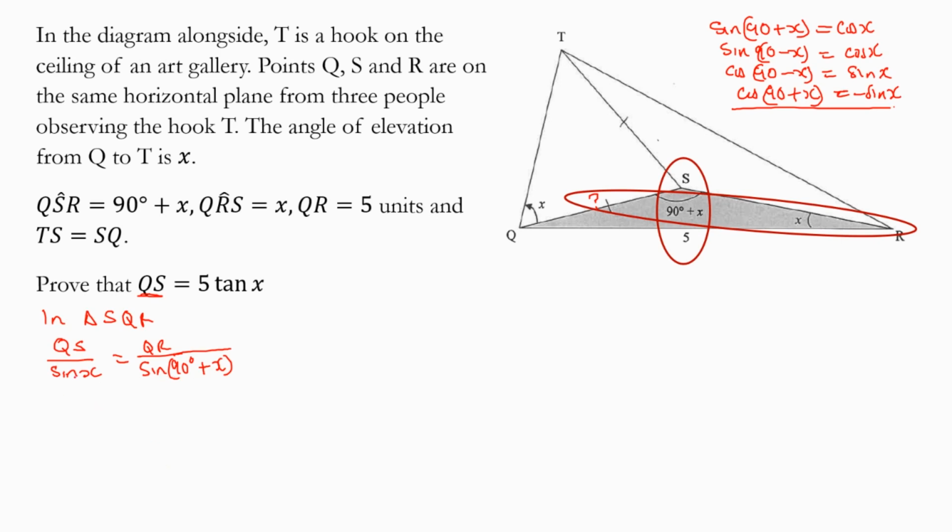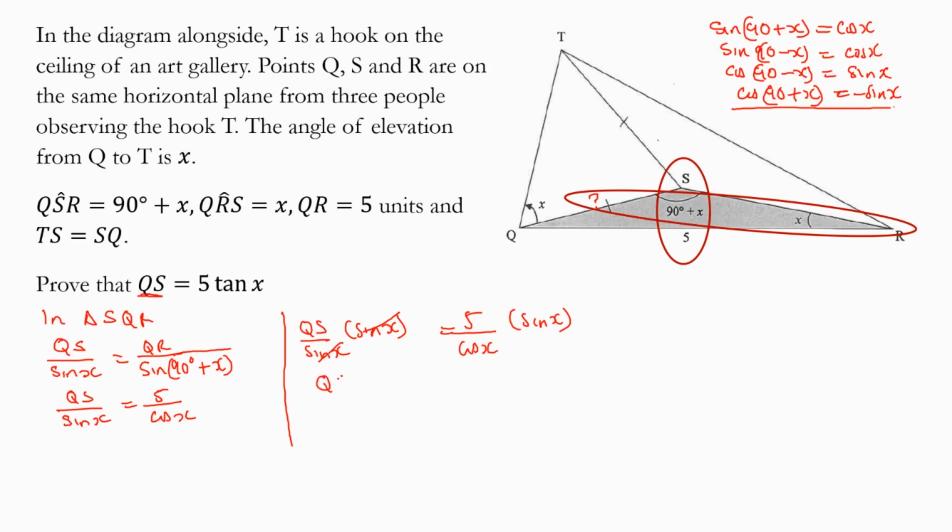So we have QS. What is QS? QS, that's what we're looking for. Just write it as QS there. And then sine X is still sine X, is equal to QR, which is 5 over cos X. You see that? And then what we do here, we can multiply both sides by sine X, so it becomes QS over sine X times sine X equals 5 over cos X times sine X. Then sine X divided by sine X is 1. But you can skip this step.